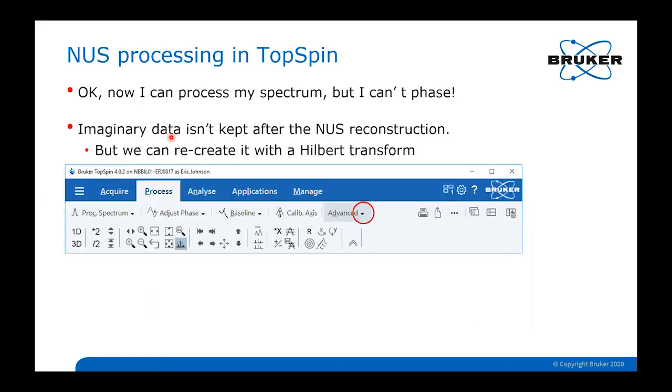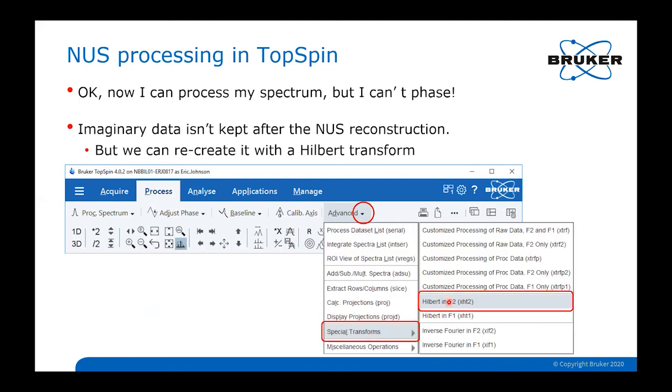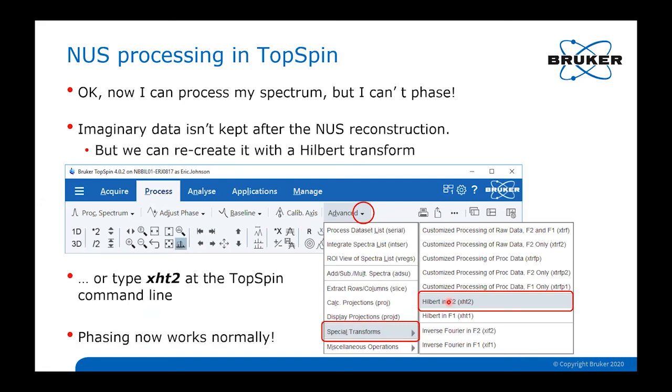There's a mathematical function known as the Hilbert transform, which relates the real data in the NMR spectrum to the imaginary data. So all we have to do is apply this Hilbert transform to recreate the imaginary data. If you're using the Topspin user interface, under the Process tab and Advanced, we can go down to Special Transformations and find the Hilbert transform, or just XHT2 in the command line. And after we've done this, the phasing works as planned.